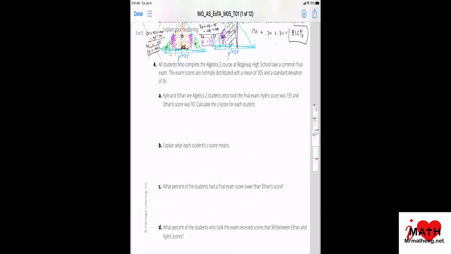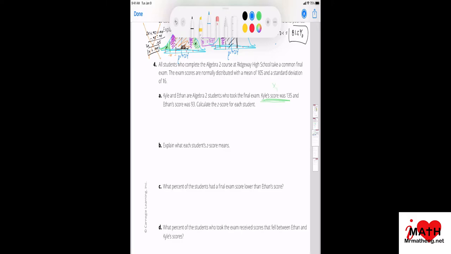All right, question number four. Let's go over. All students who complete the Algebra 2 course at Ridgeway High School take a common final exam. The exam scores are normally distributed with a mean of 105 and a standard deviation of 16. Kyle and Ethan are Algebra 2 students who took the final exam. Kyle's, let's pick Kyle to be green, had 135. I'm going to call this X1. And Ethan's score was 93. I'm going to call this one X2. Calculate the z-score for each.